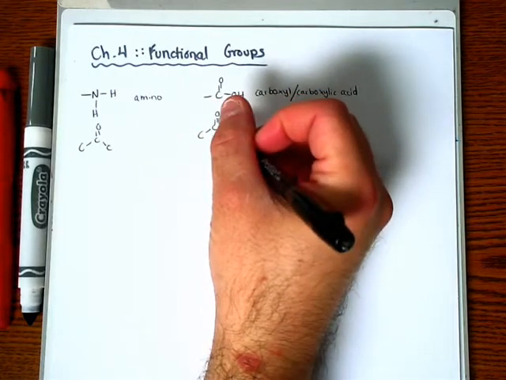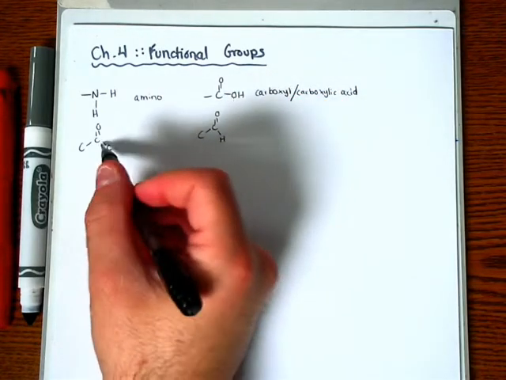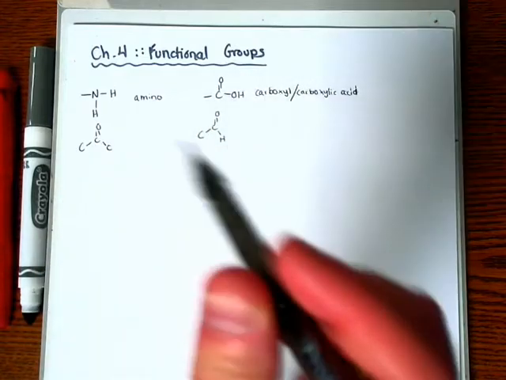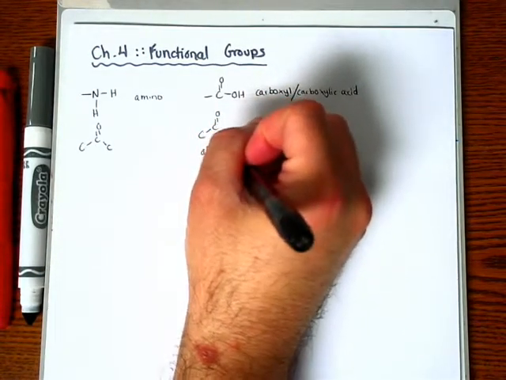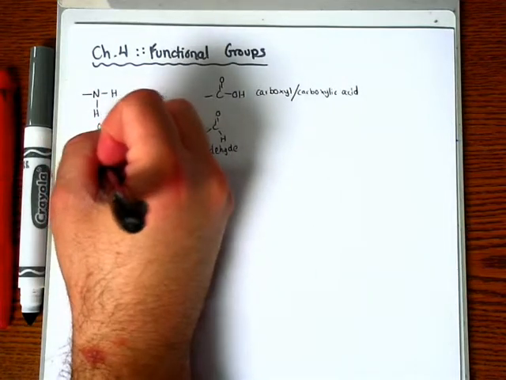Notice that the C double bond O is terminal because the H is terminal, as opposed to these two carbons which are non-terminal. This is going to be an aldehyde because it is terminal, as opposed to a ketone, which is not terminal.